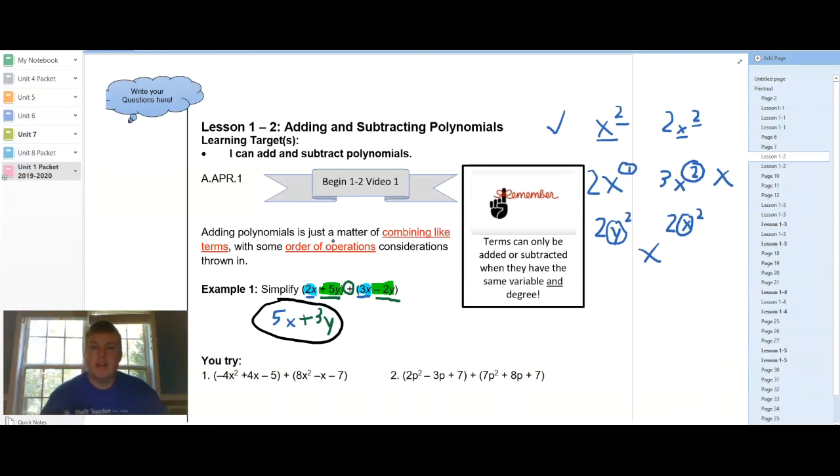So for example, if I had a 5x squared, that would come before the 5x. And you'll get to see that in some of the U-try problems that we have here. But on this one, since we just have an x and a y, we just have to put our term with the x first and our term with the y second.